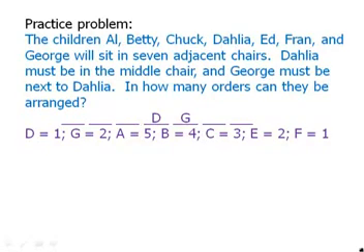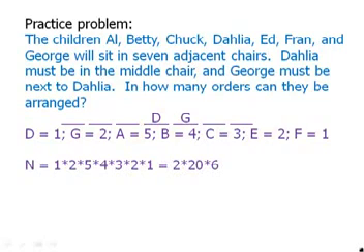And so the fundamental counting principle tells us that we just multiply these numbers. Well, 5 times 4 is 20, and 3 times 2 is 6. Then 2 times 20 is 40. 6 times 40 is 240, and that's the answer. So there are 240 different arrangements that satisfy this particular restriction.